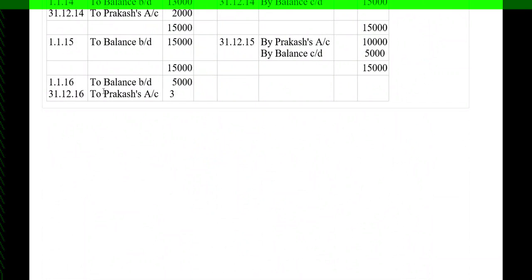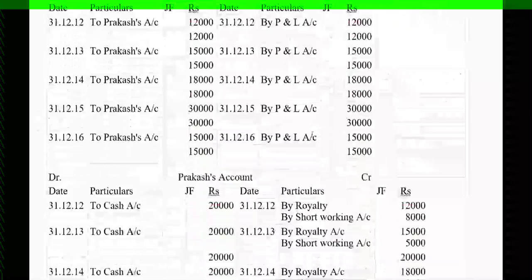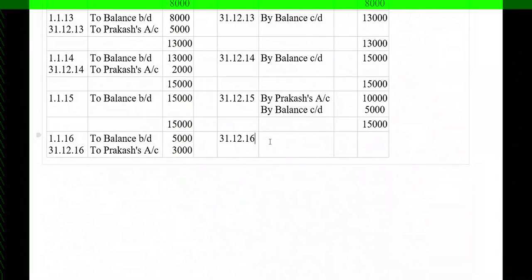So 3000, and on 31st/12/2016 there is a recovery of rupees 3000 which is transferred to P&L account, which is the loss to the lessee here. So when it is transferred here, then the profit and loss account debit to short working. So short working account is credited by P&L account. Then there will be balance here. So by balance carried down here. So it is 3000.